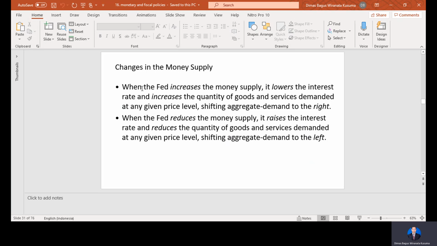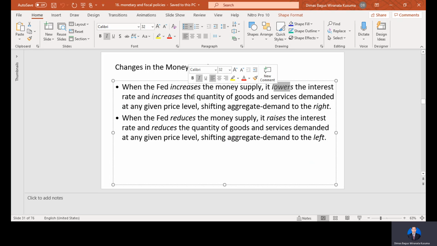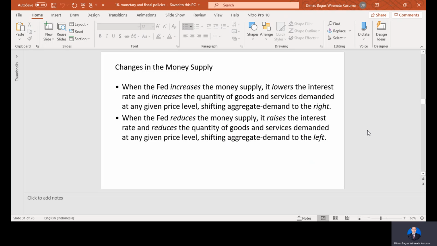So when the Fed increases the money supply, it lowers the interest rate and increases the quantity of goods and services demanded at any given price level, shifting aggregate demand to the right. But the other way around, when the Fed reduces the money supply, it raises the interest rate and reduces the quantity of goods and services demanded at any given price level, shifting aggregate demand to the left.